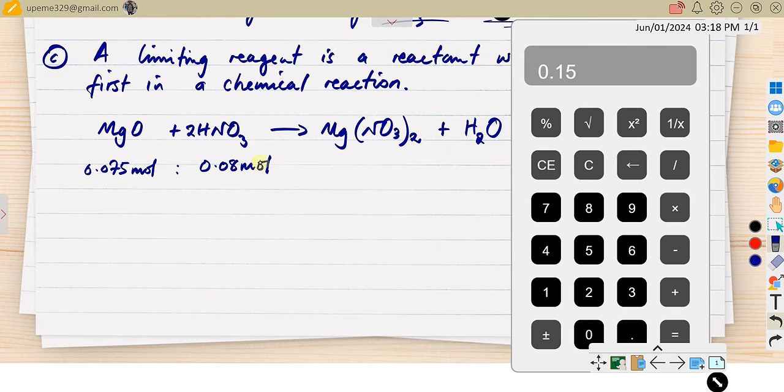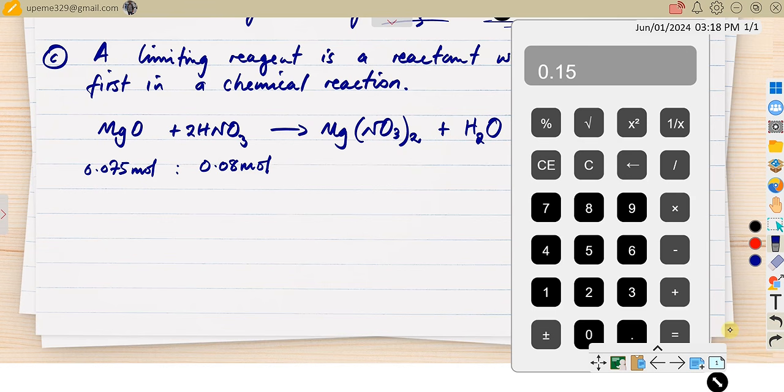But you are given this. So when you compare this and this, this is less. What you are given is not even equal to what you need. So it means what you are provided is less, and when this and this react, this will finish faster, because this goes with this one here, not that one. This one is less. Therefore, nitric acid is a limiting reagent already, by logic here.